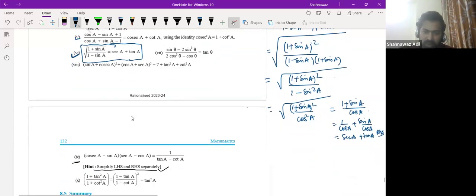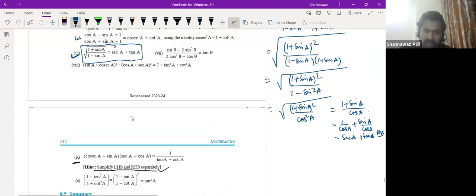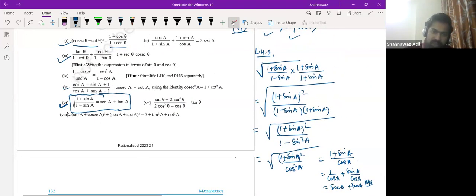Okay, so you guys practice the rest of the ones, but please do this eighth question, and then we'll move on to the assignment or PYQ.